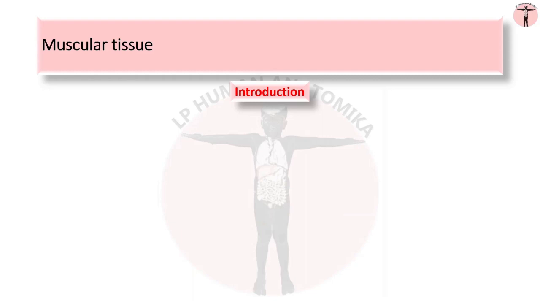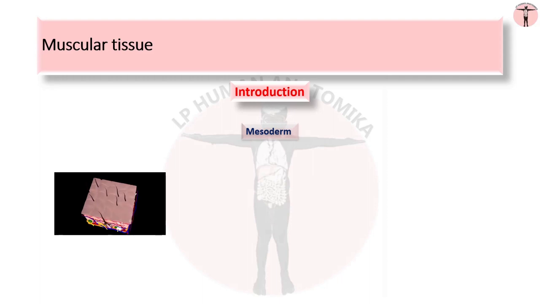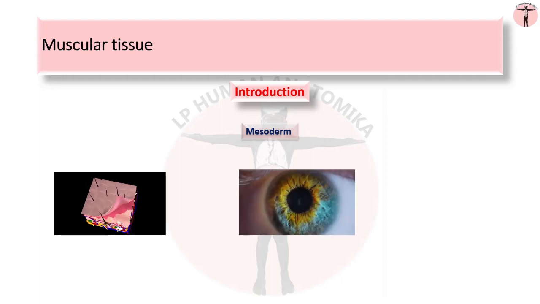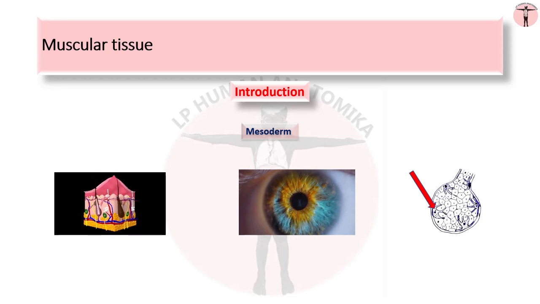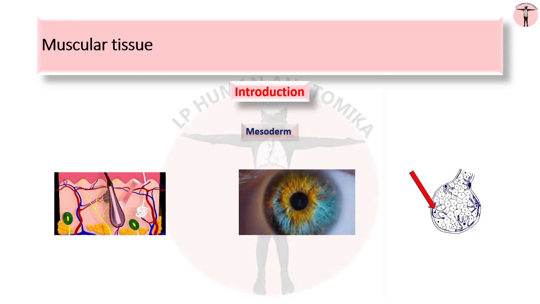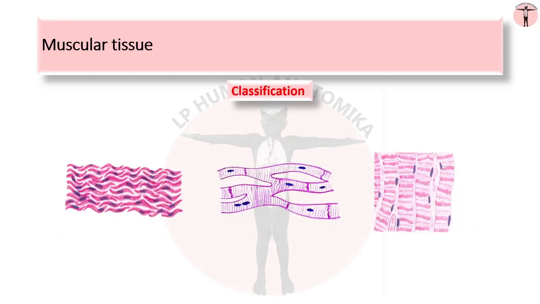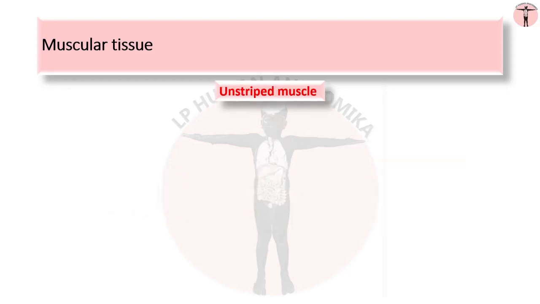All muscles of the body are developed from mesoderm except the arrector pili, muscles of the iris, and myoepithelial cells of salivary, sweat, and lacrimal glands, which are derived from ectoderm. In human beings, muscles are of three varieties: unstriped or involuntary or smooth muscle, cardiac muscle, and striped or voluntary or skeletal muscle. Let us discuss the three types of muscles in detail.